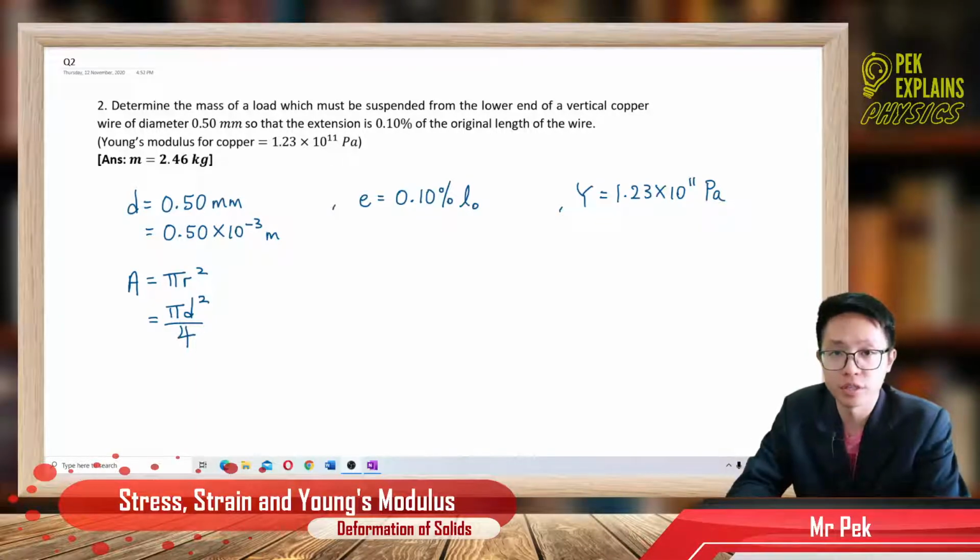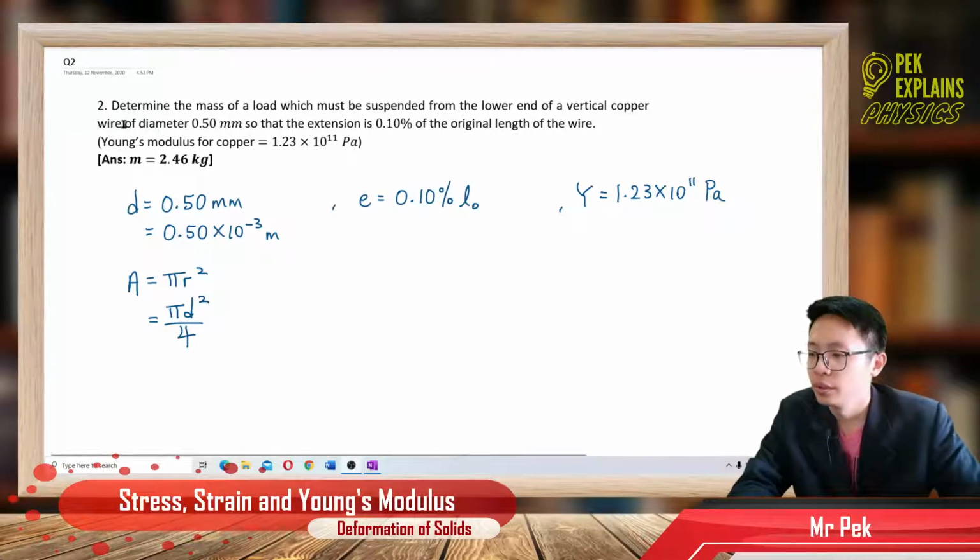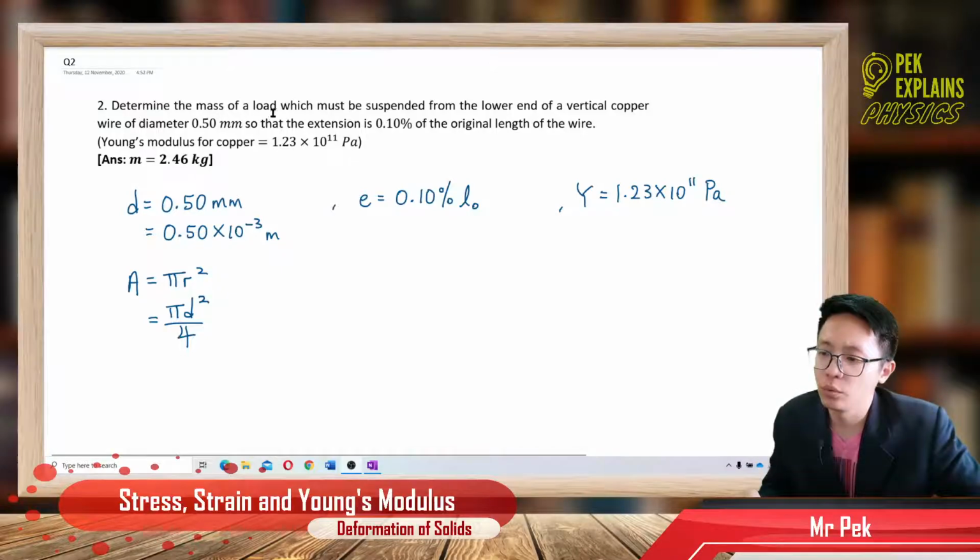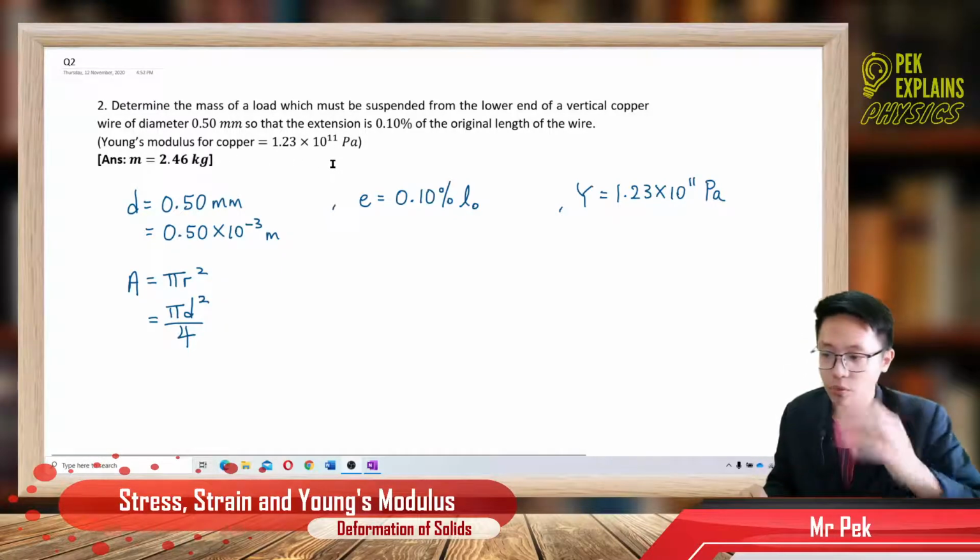Okay, welcome to question 2. Determine the mass of a load which must be suspended from the lower end of a vertical copper wire of diameter 0.5 mm so that the extension is 0.1% of the original length of the wire. Given Young modulus for copper, this one. Okay, so what's the mass?